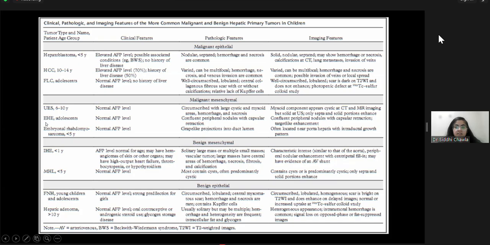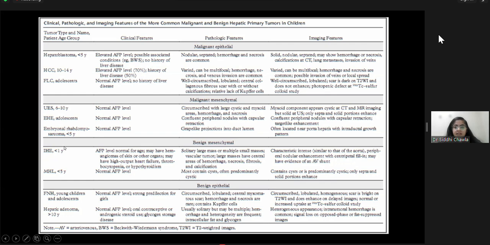And then we have epithelioid hemangioendotheliomas. Again, AFP levels will be normal, and we have some centripetal fill-in. Embryonal rhabdomyosarcoma, embryonal at any place within the body, they have to occur in less than 5 years of age. Again, patient will have a normal AFP level and will have a large soft tissue lesion, which will be mostly malignant at presentation.